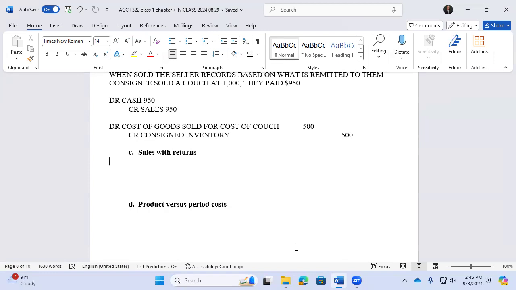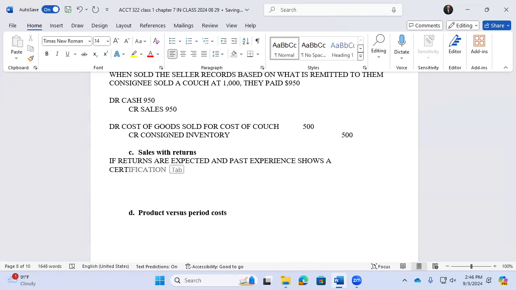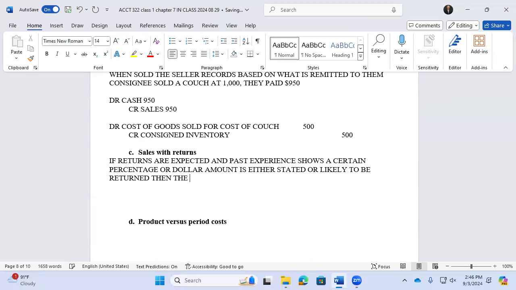Okay, so sales with returns. And here, if returns are expected and past experience shows a certain percentage or dollar amount is either stated or likely to be returned, then the seller should not record the full revenue.